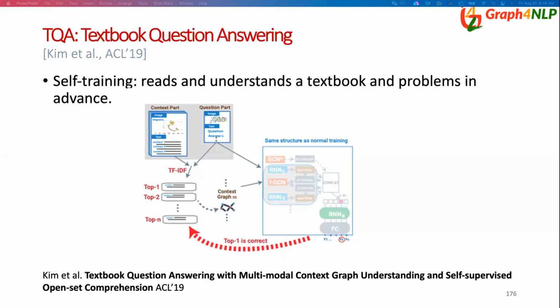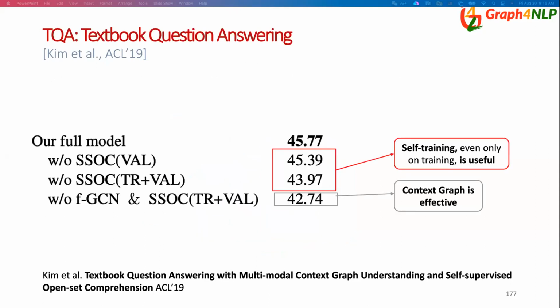The same thing here: you basically expose all this data in testing to the model in an unsupervised fashion, and that will help later on with the overall question answering task. We can see from the ablation test here. First of all, if we do self-training on training data only, it's pretty useful. Even just doing self-training on training data is useful. And then we can also see the context graph is pretty effective as well.